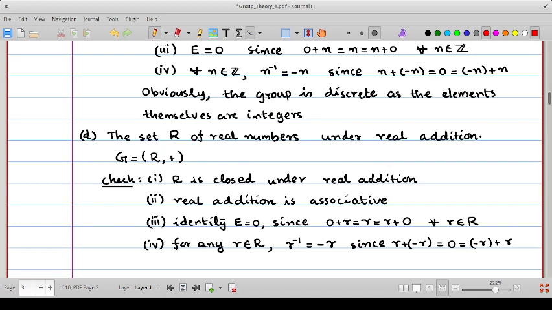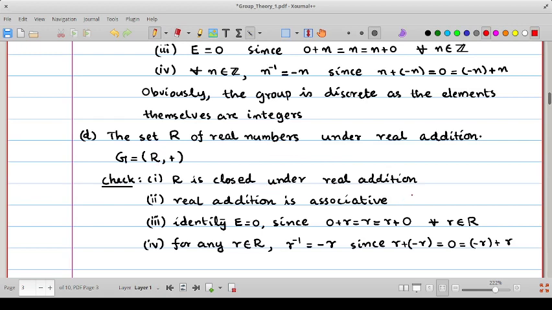Now we consider a fourth example. Here the set we consider is the set of real numbers, and the group composition we are going to consider is real addition. Again, under real addition, two real numbers R and S give another real number, and therefore we see that the set R is closed under real addition.